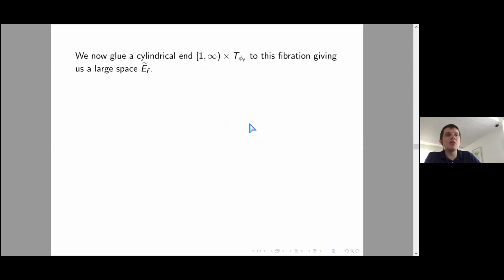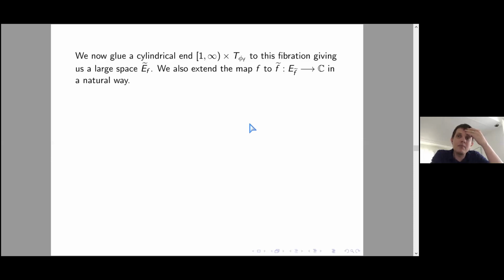Okay, and now onto this singular fibration I've constructed, I need to glue a cylindrical end, which is interval cross mapping torus. And this gives me some large space, which I'm going to call E tilde F. I also extend F over this cylindrical end in some nice way, so it looks like the natural map to interval cross S1.